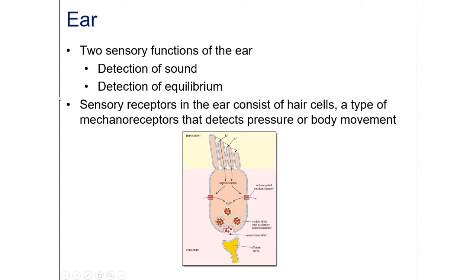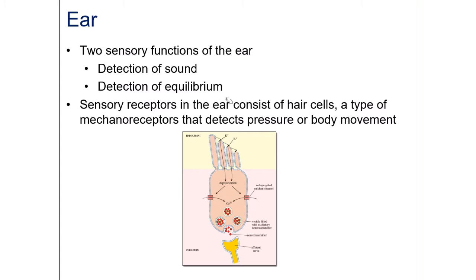The last part of lecture 7 is going to be about hearing, and we're going to be looking at the various structures of the ear. First, the ear actually has two sensory functions. Of course, you know the ear is responsible for detecting sound, but it is also responsible for the detection of equilibrium. To have equilibrium is to maintain a balance.